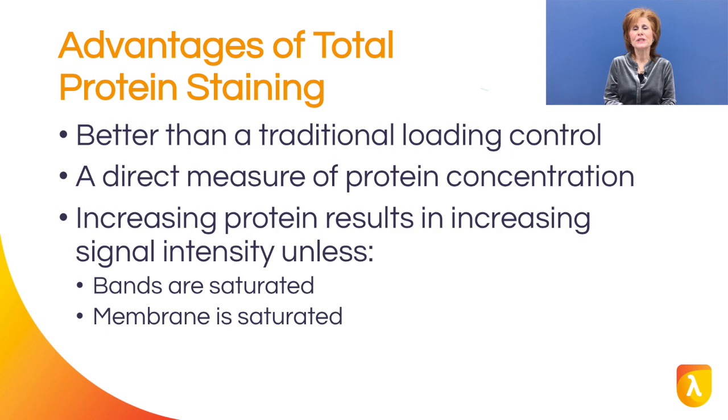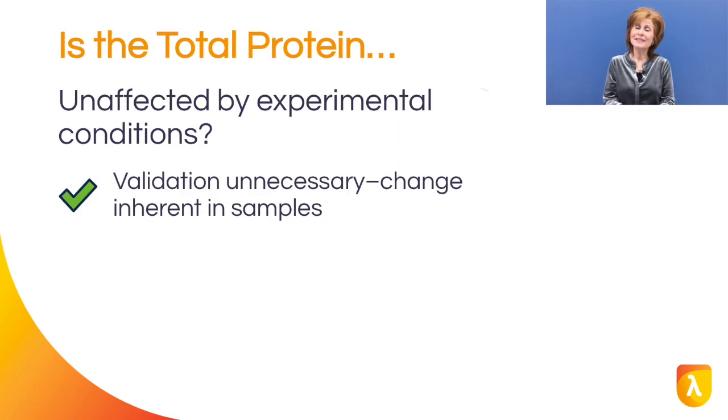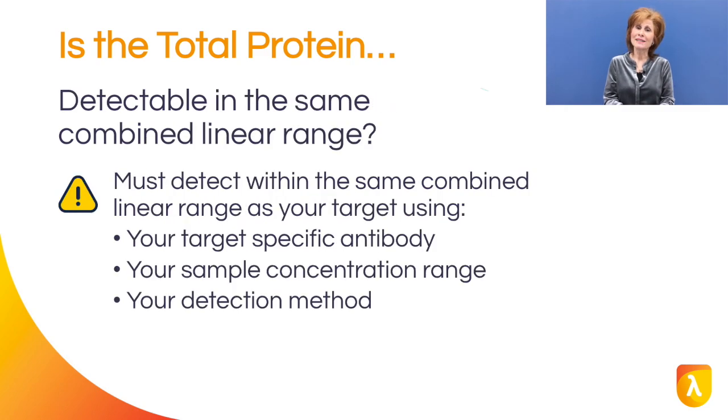An increase in protein concentration will result in a linear increase in the signal intensity as long as the membrane and the bands are not saturated. Like the signaling protein strategy, the change in expression due to experimental conditions is inherent in the samples and is already accounted for. Finally, as with the other forms of normalization, you do have to verify that the total protein is detected within the same linear range as your target protein using your specific target antibody or antibodies, sample concentration, and detection method.